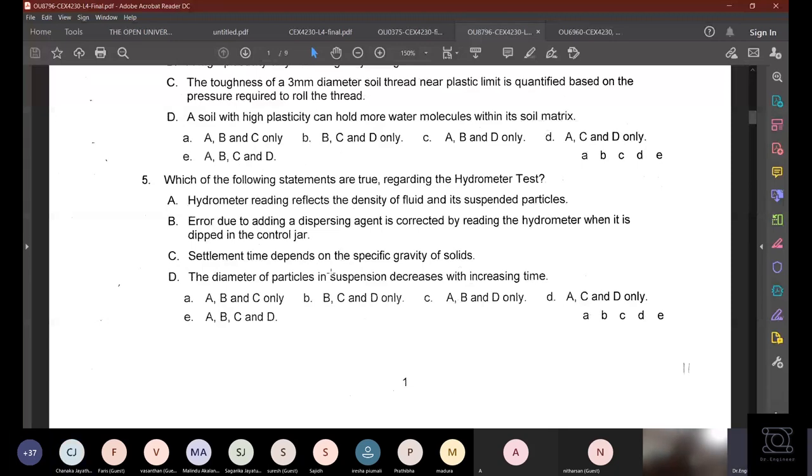So question number 6. Which of the following statements are true regarding constant head permeability?